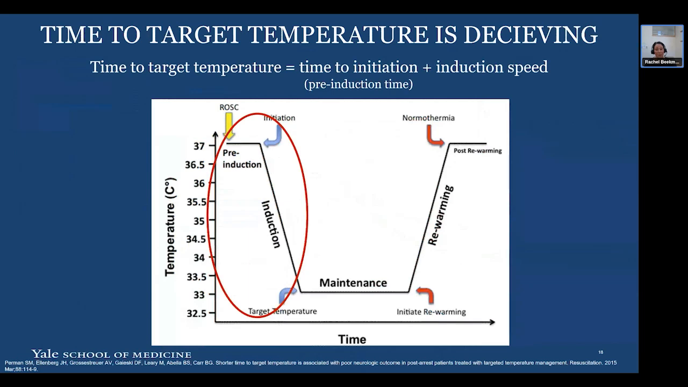The time to achieve target temperature is inclusive of both the pre-induction time, which is how long it takes the provider to initiate hypothermia treatment, and the induction time, which is the time that it takes for a patient to reach target temperature once hypothermia has been initiated. The induction speed depends on patient-specific variables, such as the presenting temperature and if they can resist cooling, so that patient's inherent ability to generate heat.